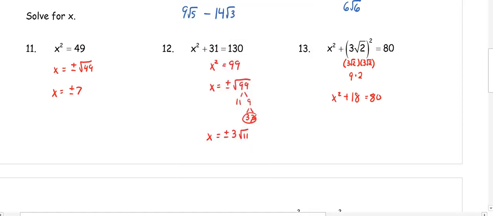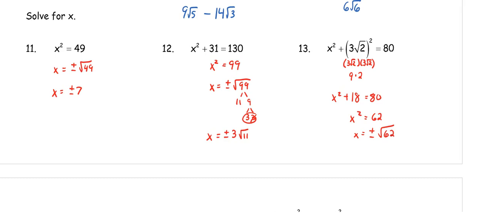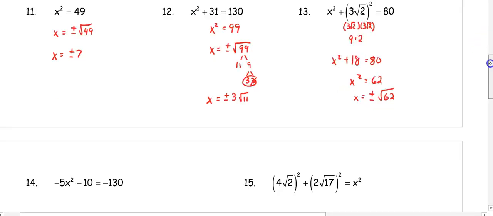Now, once we're here, we're going to subtract 18 from both sides. We get x squared equals 62. Take the square root of both sides. We get x equals plus or minus square root of 62. Now, 62 can't break down at all because it would go to the factors of 2 and 31, and those don't have any pairs, so we're left at the square root of 62.